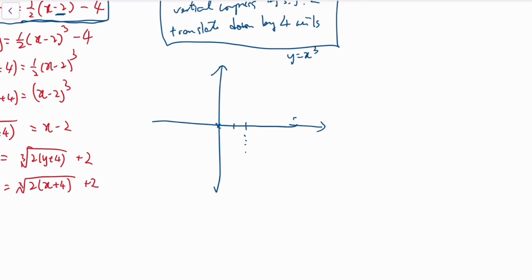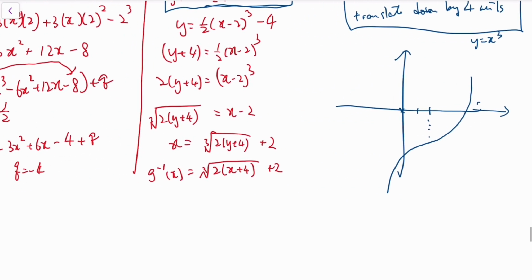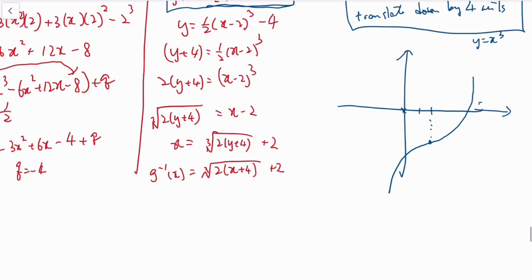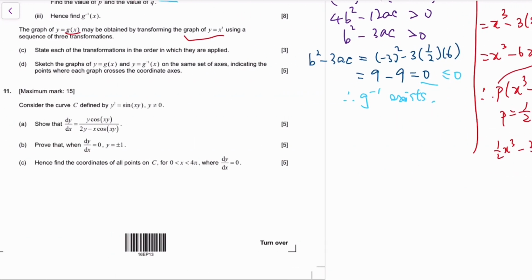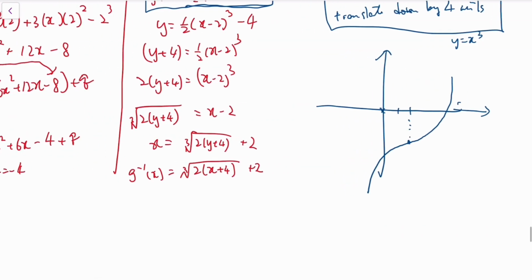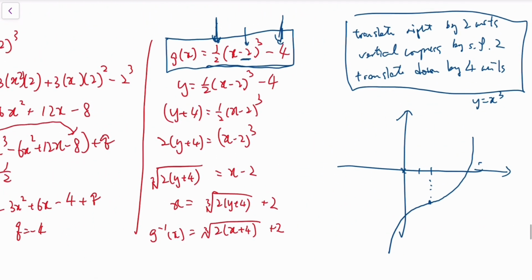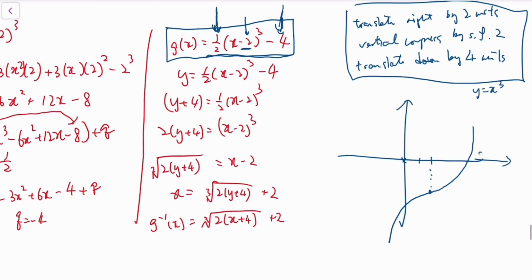Oh, I deleted what I wanted. Right there. What do I need to show? I need to show where the graph crosses the coordinate axes. I don't think I can find that using transformation. Well, maybe I can, but I don't want to do it.